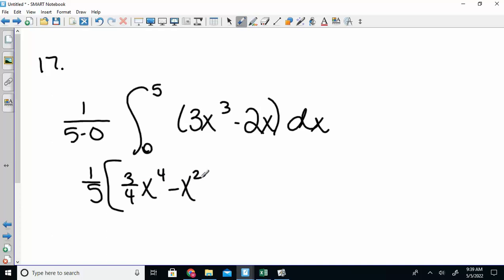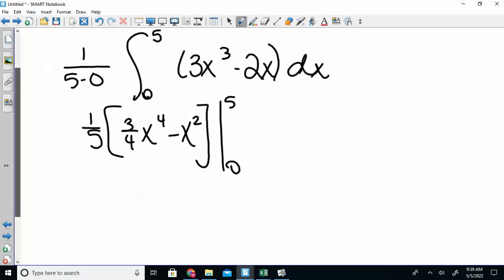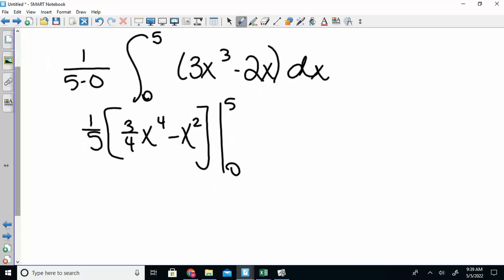So antiderivative of 3x cubed, antiderivative of 2x, and then you evaluate from there, and you should get 355 over 4. We have like 3 to 4 minutes. What questions do you guys have for me?